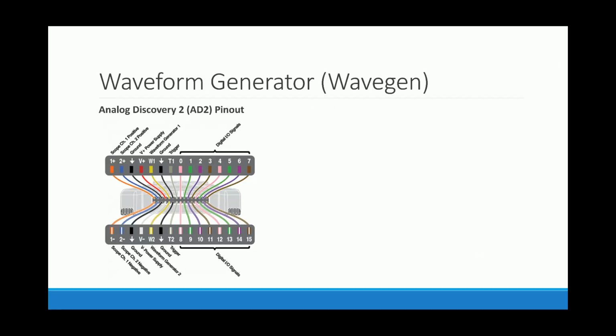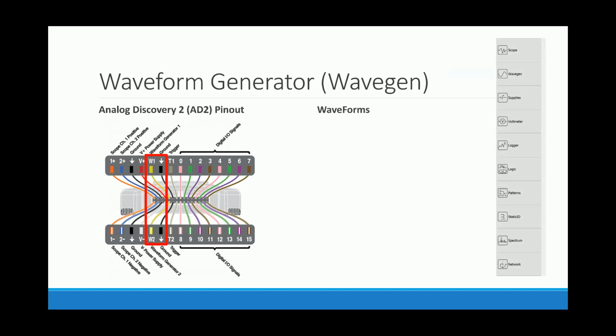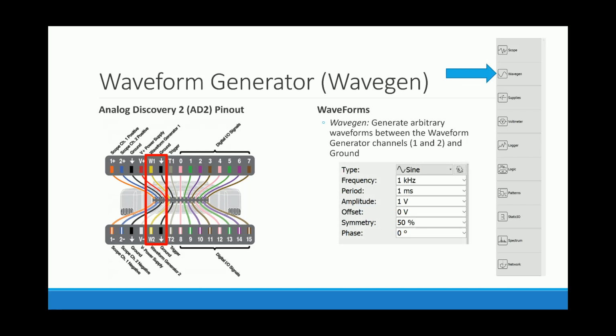Looking at our AD2 pinout diagram, we can find two wires that we will be using in this video. Pins W1 and ground, which is indicated by the downward pointing arrow. W2 is the second Wavegen channel that we will observe in a future video. In our Waveforms software, we will be using the Wavegen tool. Once we open Wavegen, we will see a number of options to control a few pre-configured waveforms with parameters like frequency, amplitude, offset, and symmetry. In a later video, we'll also demonstrate how to create custom waveforms and synchronize the two waveform generator channels.